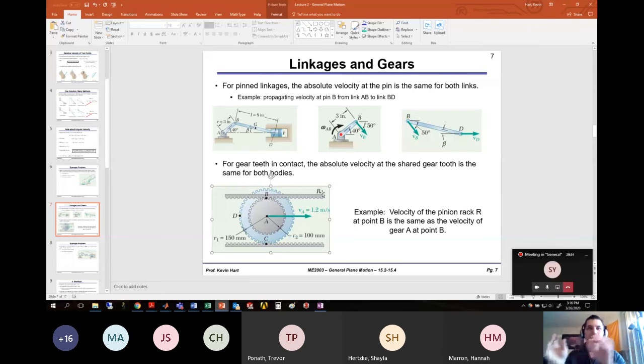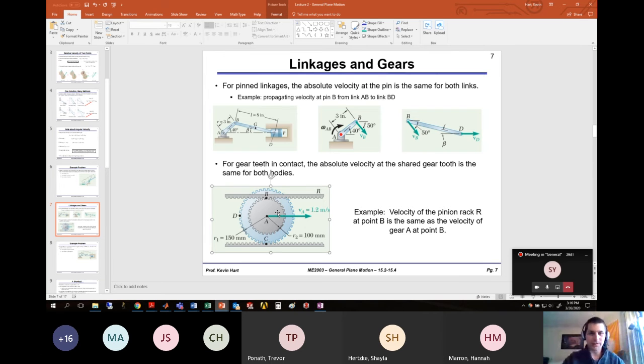Okay, so if you happen to know what the velocity is of the rack, let's say in some horizontal direction, then you know if you're going to do analysis on the pinion that the velocity at that point is whatever the velocity of the rack is. All right, so this can help you with a little bit more complicated analysis.